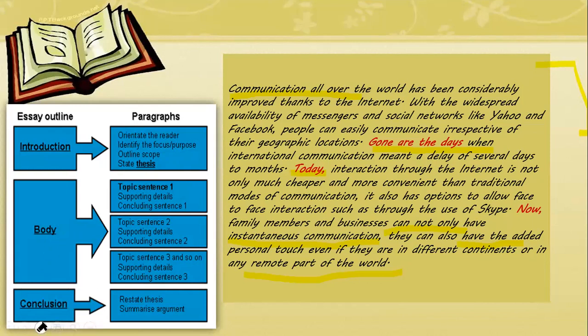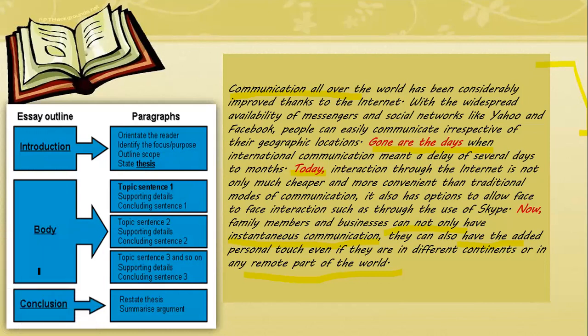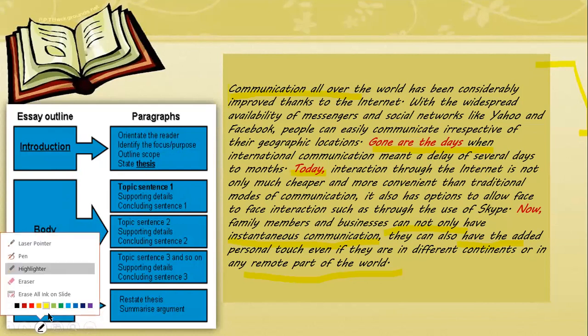Now look at this part. Here you can see the essay outline: the introduction is given, your topic statement, the beginning part we have already discussed. Now we'll talk about the body. Topic sentence, the use of the internet, supporting detail. This is a supporting detail which has been given. Let me change the color of the highlighter.